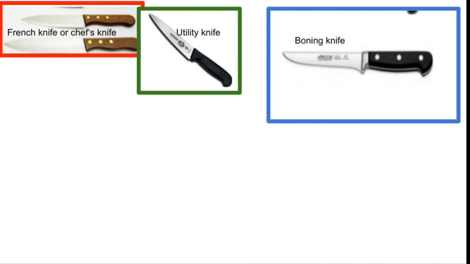These are the different types of knives that we are using in terms of meat preparation. We have the French knife or chef's knife for general purpose chopping, slicing, and dicing. The utility knife used for carving roast chicken and duck. Boning knife used for boning raw materials and poultry.